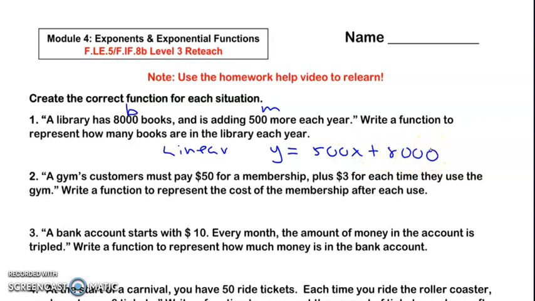A gym customer must pay $50 per membership plus $3 for each time they use the gym. Write a function that represents the cost of membership after each gym visit. Again, it sounds very linear. So we're starting with B and we're adding, so that would be my M. So I would say this is linear. And my equation would be y equals 3x plus 50.